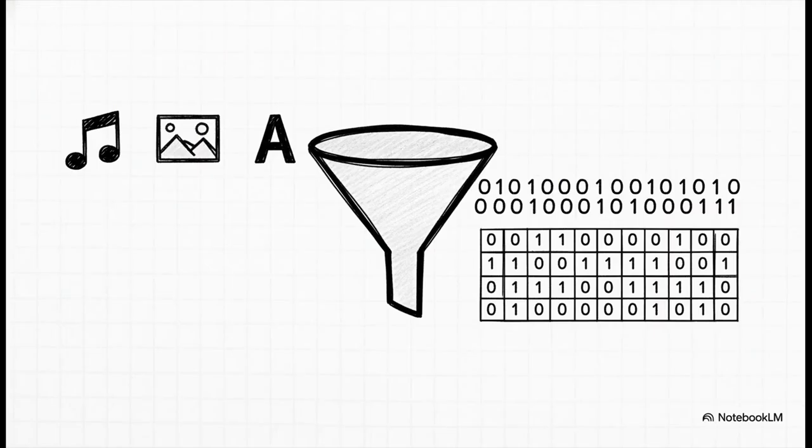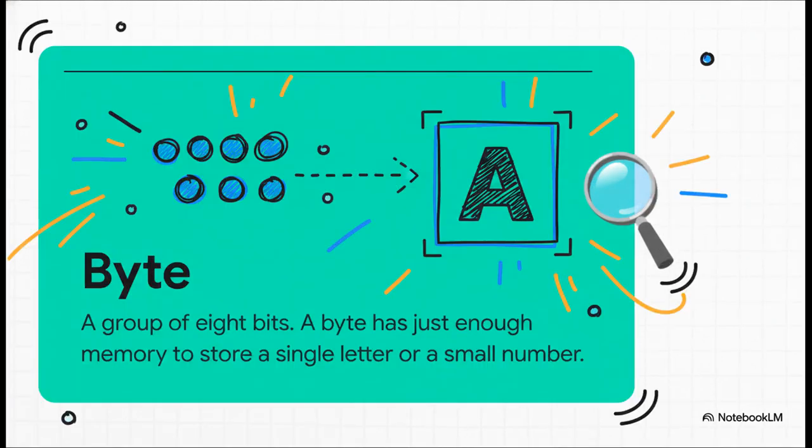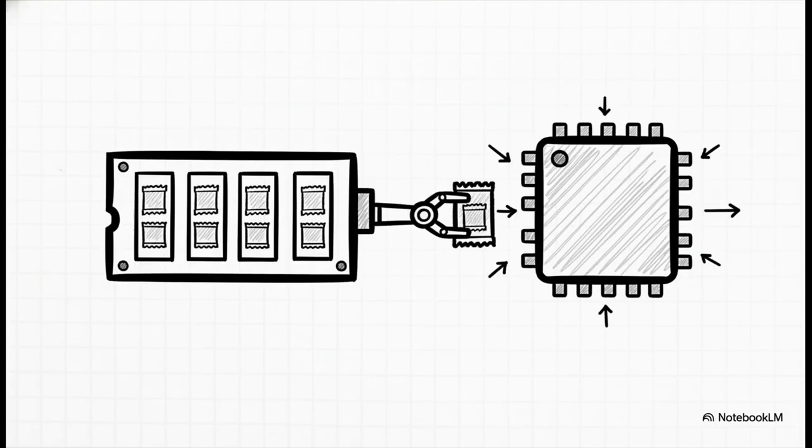But for this CPU to actually read that instruction, it needs to be stored in a very specific way. It all comes down to bits. Think of them like tiny on-off switches holding either a 1 or a 0. You group 8 of those bits together and you get a byte, just enough to store a single letter. So our instruction is now in RAM as bytes. The CPU is ready to step in and take over.